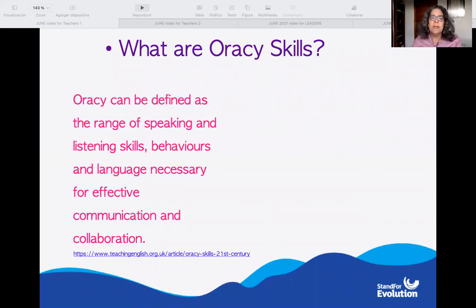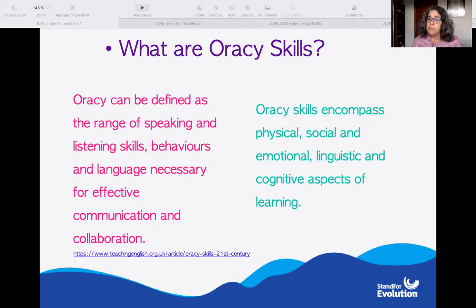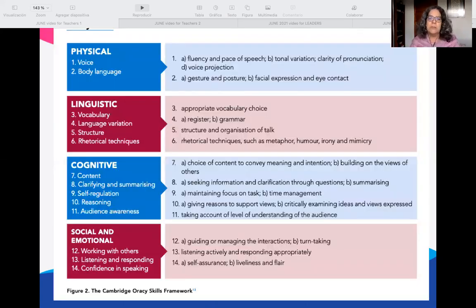So, what are oracy skills? Oracy skills can be defined as the range of speaking and listening skills, behaviors, and language necessary for effective communication and collaboration. Oracy skills encompass physical, social and emotional, linguistic, and cognitive aspects of learning. So it's very important that you take into consideration these 4 dimensions: the physical dimension, the linguistic dimension, the cognitive dimension, and the social and emotional dimension. It might be a good idea to take a picture of this, because we are going to be using this along.